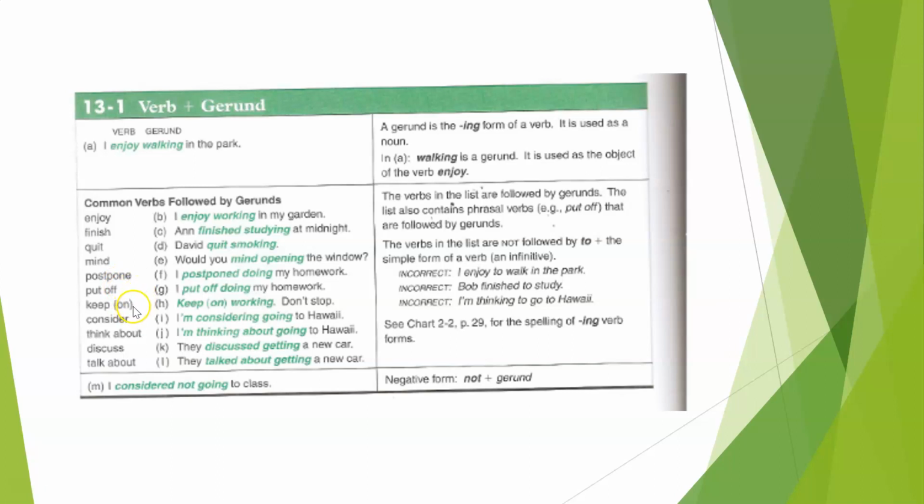So postpone, put off are synonyms. Next one, keep on, consider, think about. So consider and think about are synonyms as well. Discuss, talk about. So the verbs in this list are followed by gerund forms. Let us read the examples. Once again, I will read. Please repeat after me.